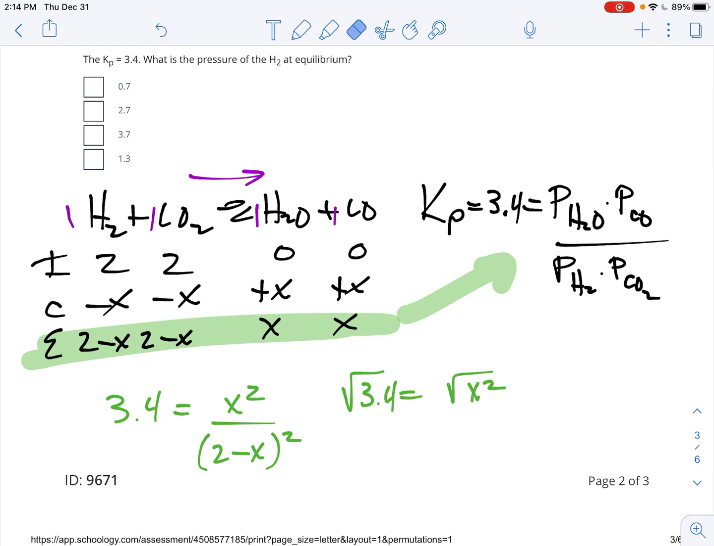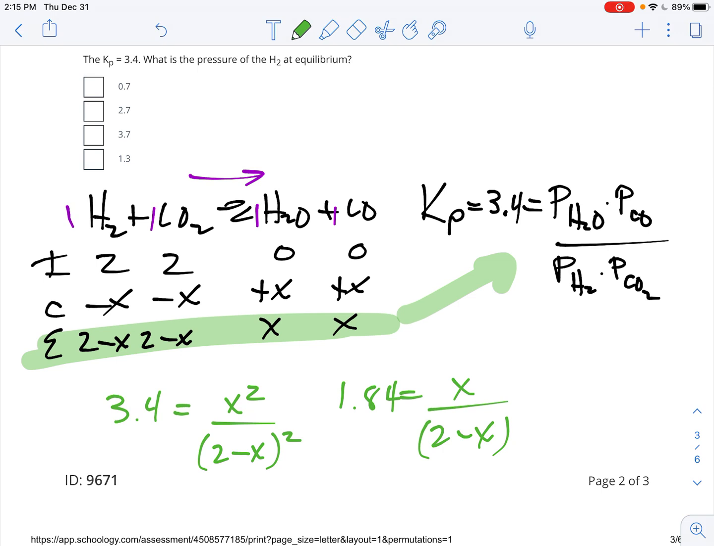is going to be equal to the square root of x squared, which is just x. And then it's going to be the square root of 2 minus x squared, which is just going to be 2 minus x. And there's the square root of 3.4. It looks like it's 1.84. So that is 1.84. And at this point, it's just algebra.